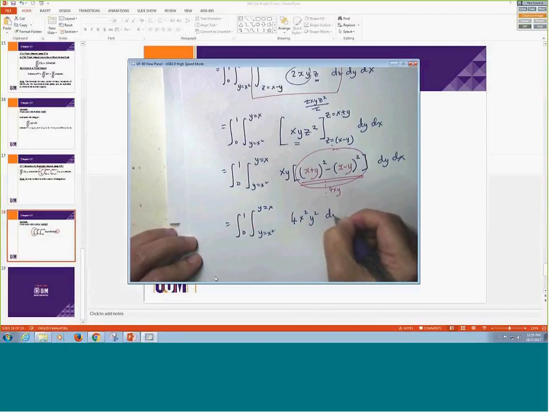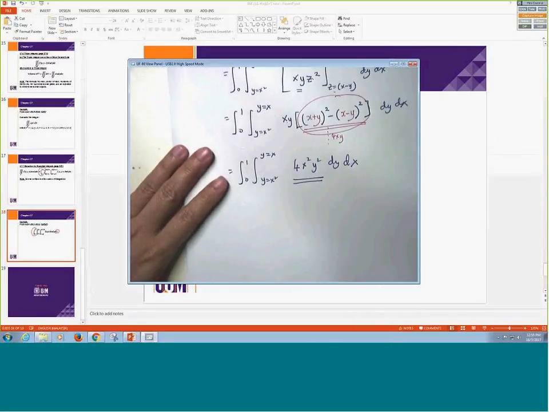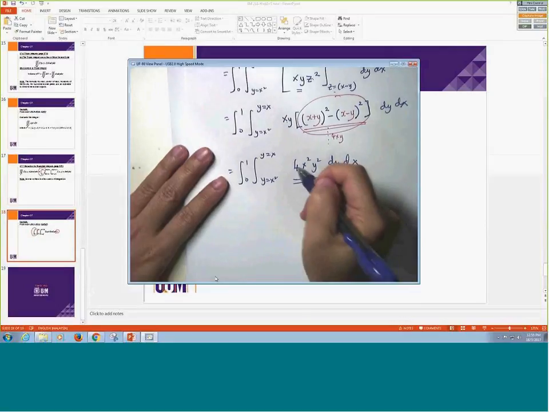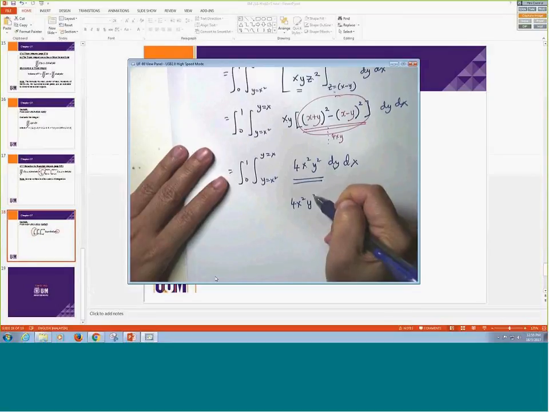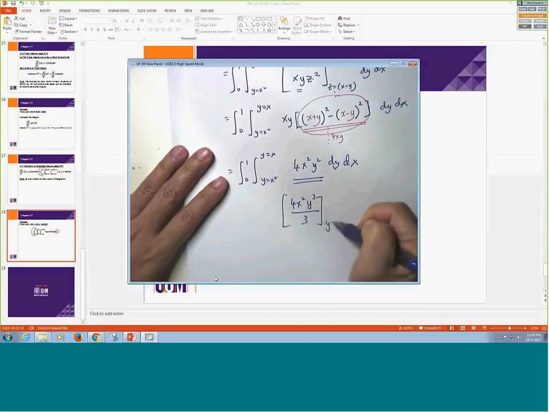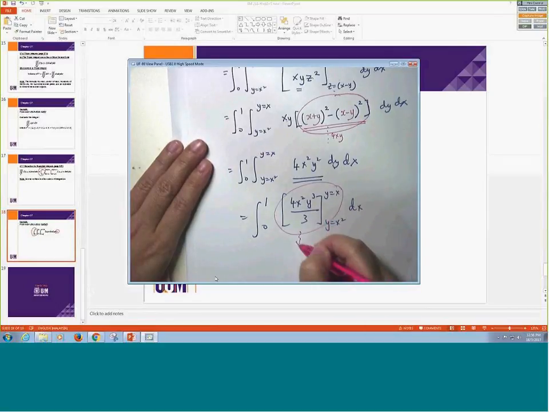Then solve for y. So 4x squared y squared, we integrate, we get y cubed over 3. And substitute for y, x squared and x, and then remain the last one. You should be able to obtain this part. You will get 4 over 3, x power of 5 minus x power of 8. And finally, when you solve it, you get 2 over 27.